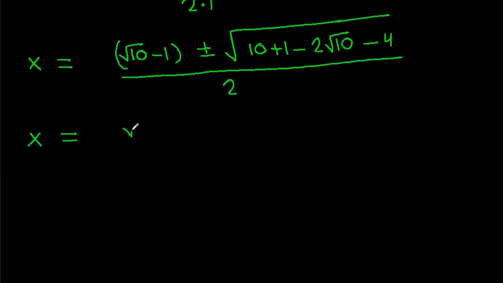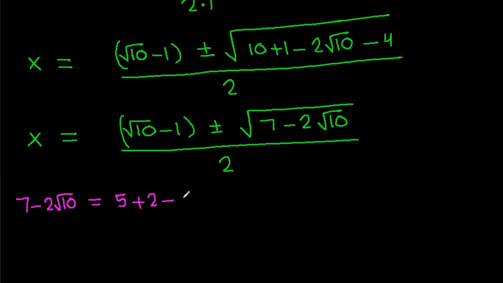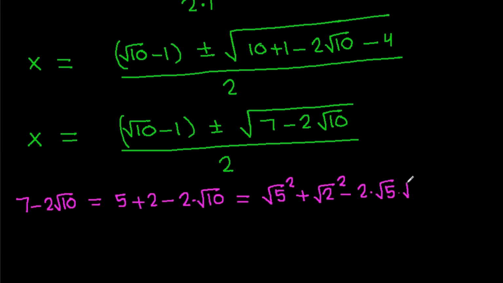And x is equal to (√10 − 1) plus minus the square root, and 10 plus 1 minus 4, it is 7 minus 2 times √10, by 2. And 7 minus 2√10, it is 5 plus 2 minus 2√10, and 5 is (√5)² plus 2 is (√2)² minus 2 times √10, it is √5 times √2, that will be (√5 − √2)².